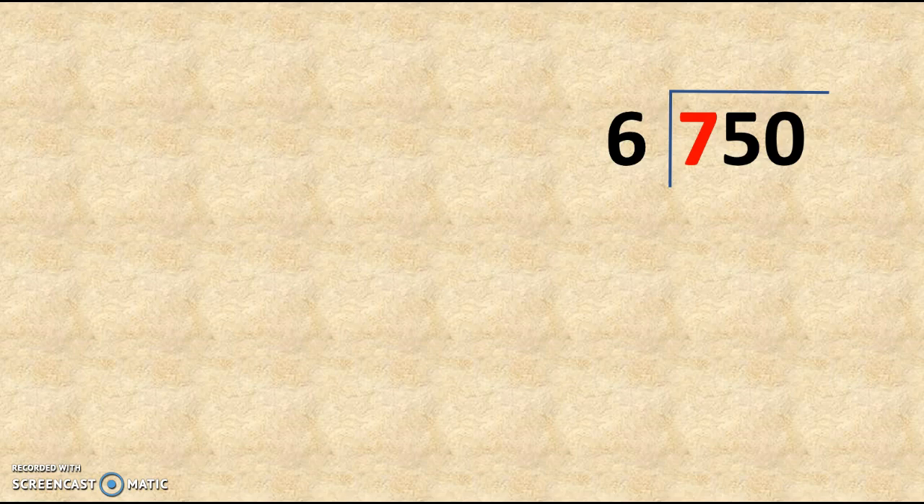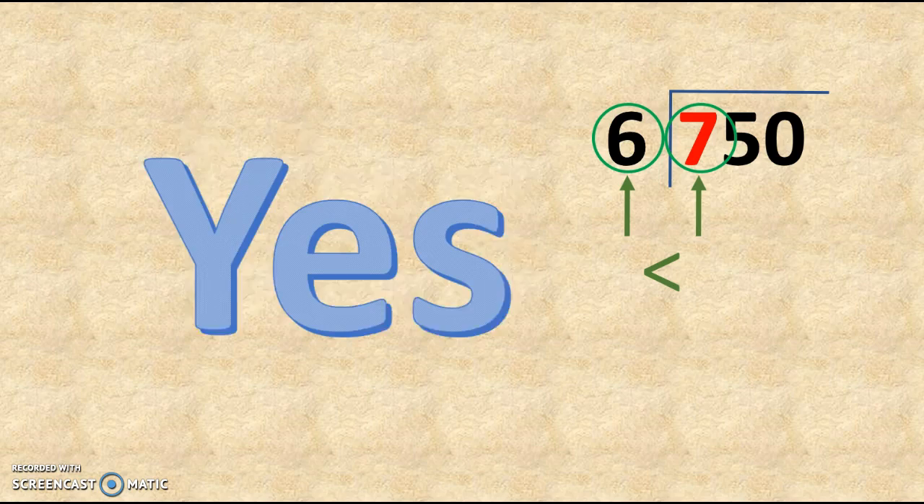So we're going to compare the 6, which is our divisor, or the number that you're dividing by, to that first digit of the dividend, which is 7. And the question we're going to ask is, is the divisor, or 6, less than the first digit of the dividend, in this case 7? And in this case, the answer is yes.